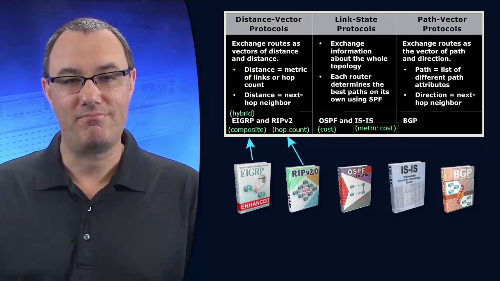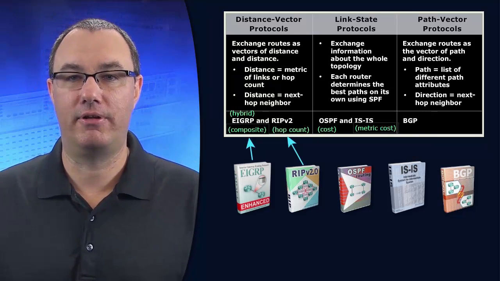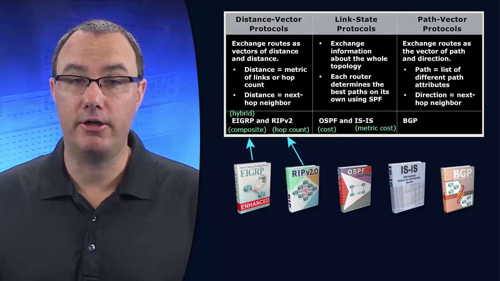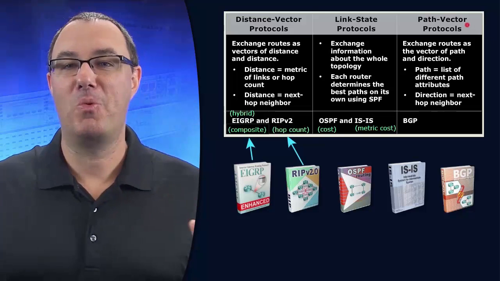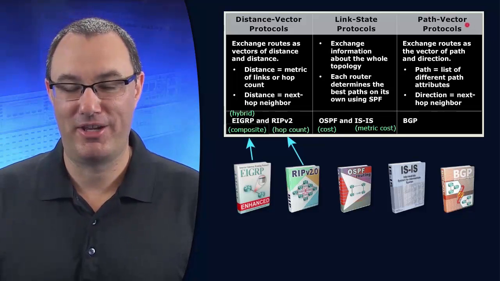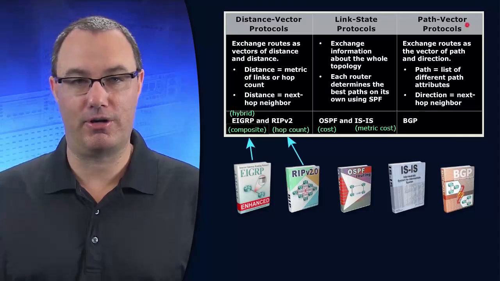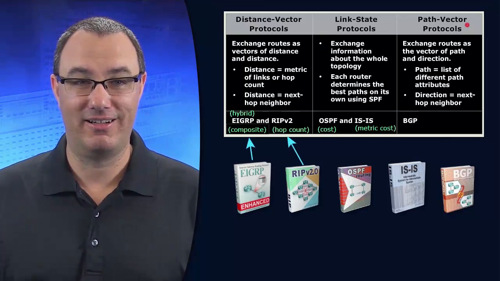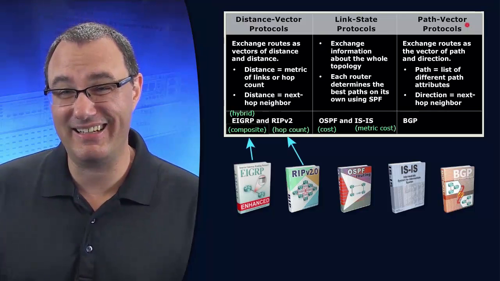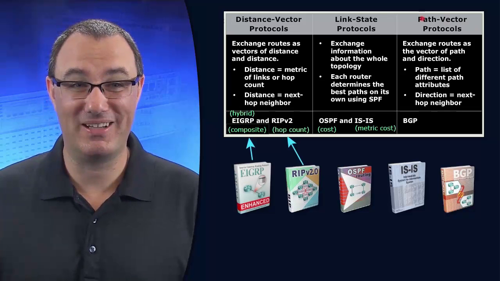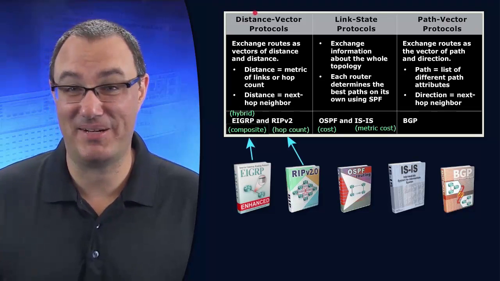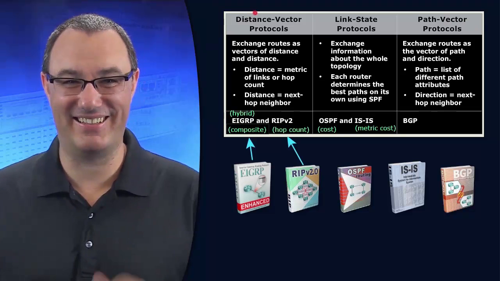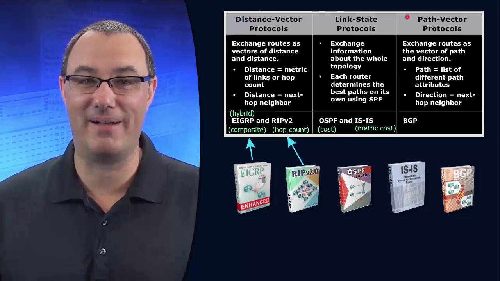Okay. And then we have, last but not least, a path vector protocol. Now, what does this sound like to you? If someone says path vector protocol, what kind of protocol does that sound like? Does it sound more like link state or more like distance vector? And I'm going to guess that you said distance vector. It sounds more like that.